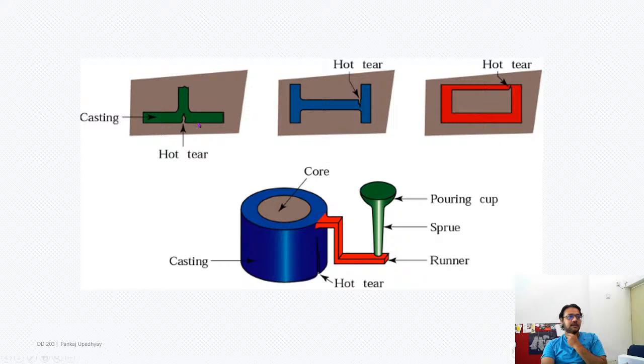Right. So when you cast metal, there are some internal forces at play, and most of these internal forces come into play because of the shrinkage of the part itself.